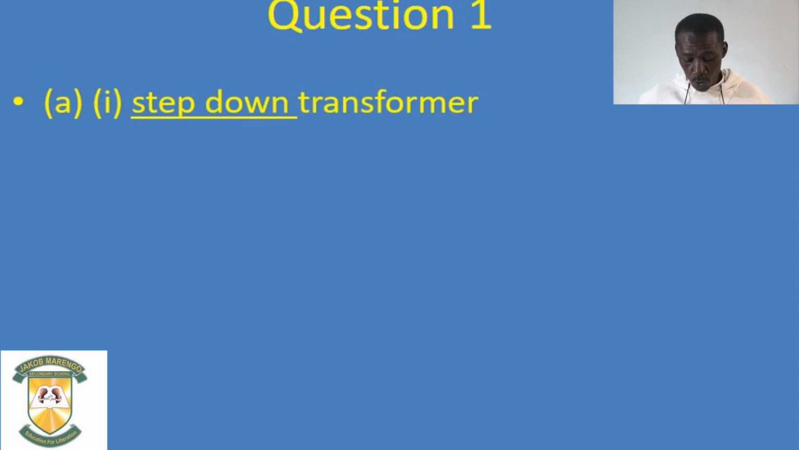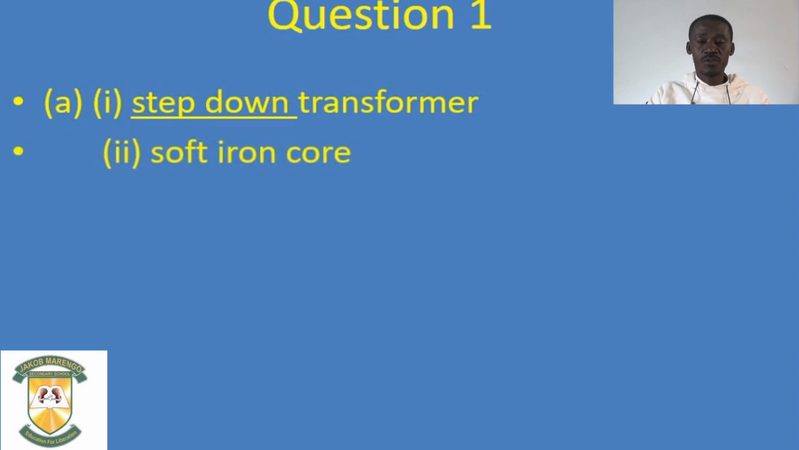Moving on to question B. You were supposed to suggest why the wires of the transformer coils are made of copper. We make use of copper simply because of its electrical conductivity. So the wires are made of copper because it is a good conductor of electricity.